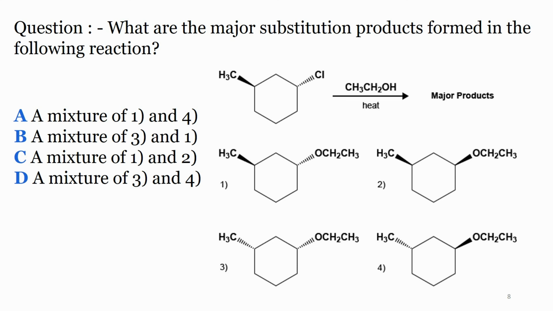What are the major substitution products formed in the reaction? Is the only difference of them their stereochemistry? Yeah, it's good. There's going to be a difference in stereochemistry. So what's your suggestion? My guess is 1 and 4. 1 and 4.